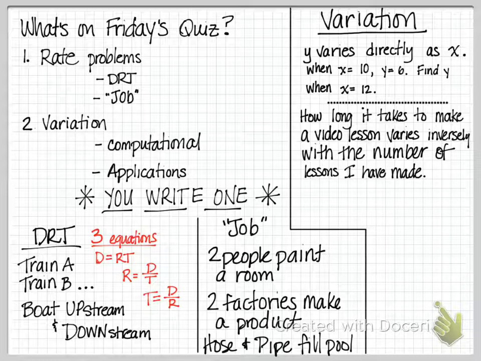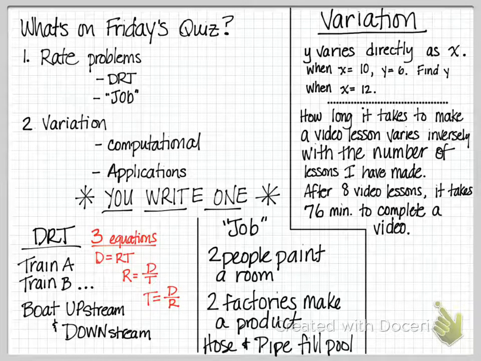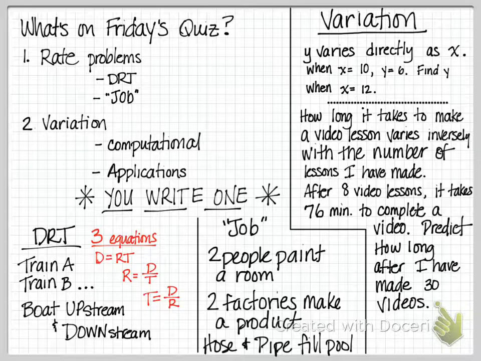Now I'm just making up this information, so this is my making up a variation problem. It says after 8 video lessons, it takes 76 minutes to complete a video. So predict, if all of that were true, how long it would take to make a video after I have made 30 of them. So this is my made up situation. You can write that information, pause this video and try to work them out, because in just a moment we're going to go to the next page where the answers to the problems are.